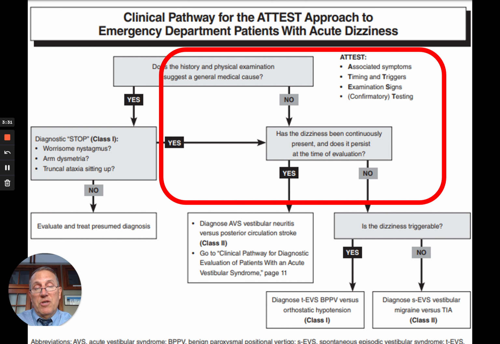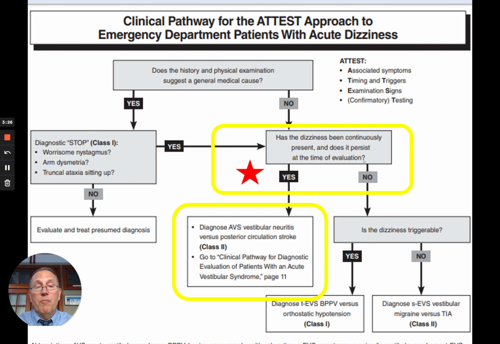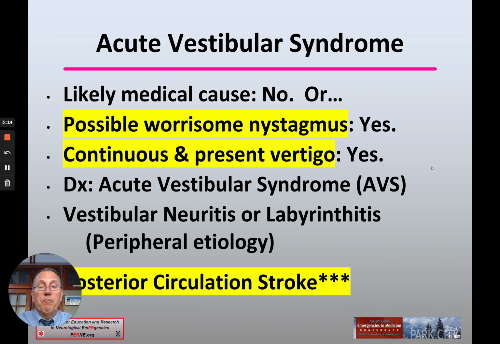So this information is important. Distinguishing these two is an important part of what we need to do. So as you see the red star here, and in yellow, patients who have continuous dizziness that is present at the time of the evaluation, they are considered to have acute vestibular syndrome.